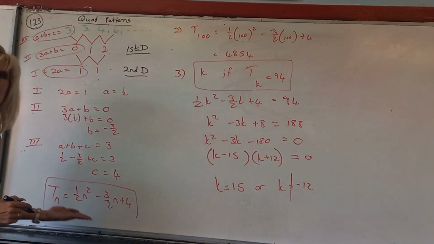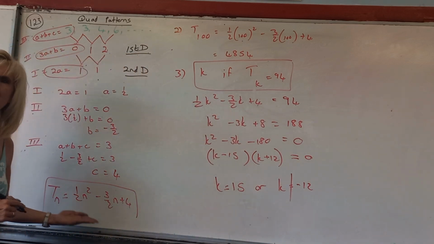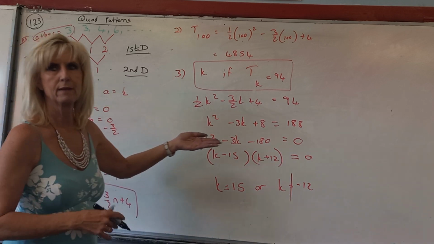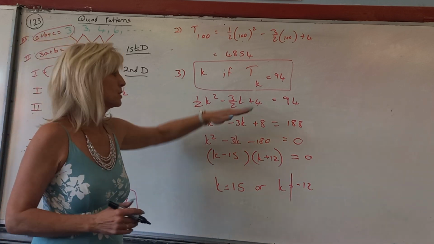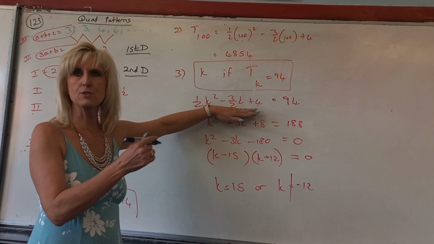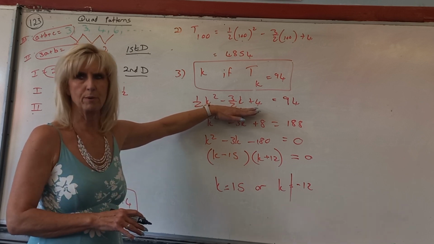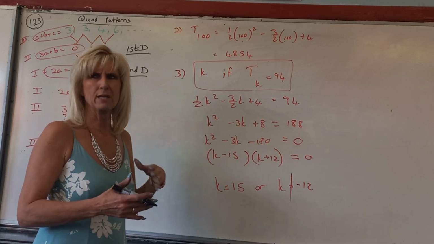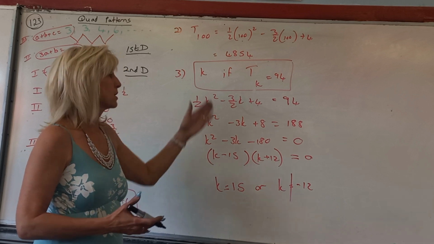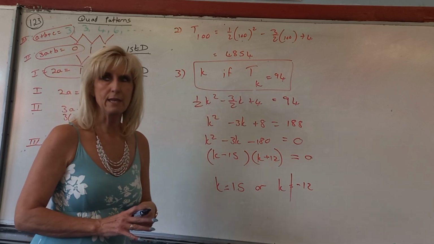So this is a general term for N, the nth term. Now I'm looking at the kth term, so it's just in terms of K. Even if you left this with N's, it wouldn't have been a major problem. But they're asking you for K, so let's do it right. So in terms of K, equal to 94.